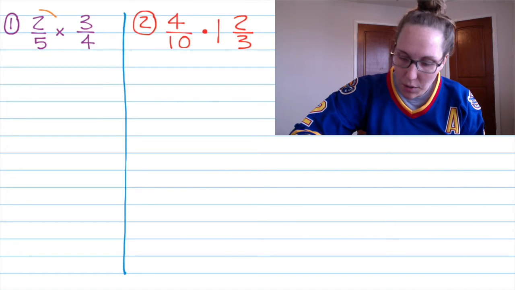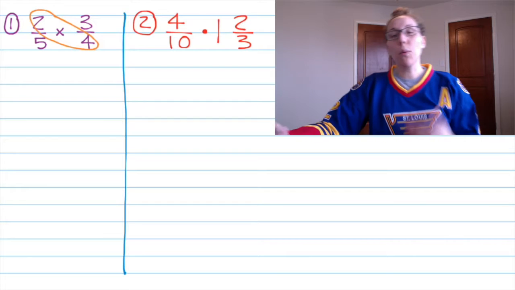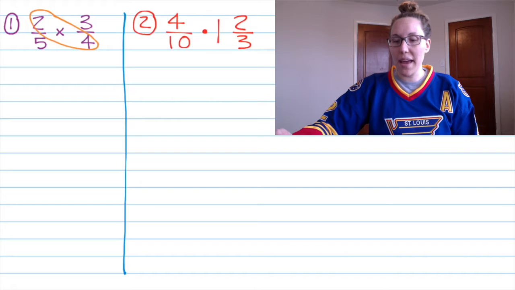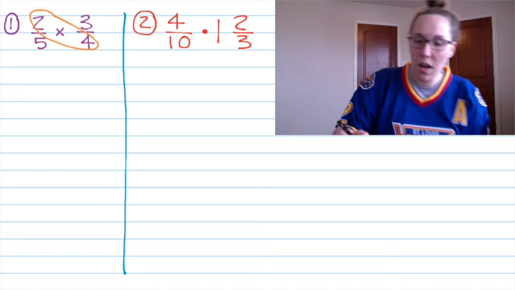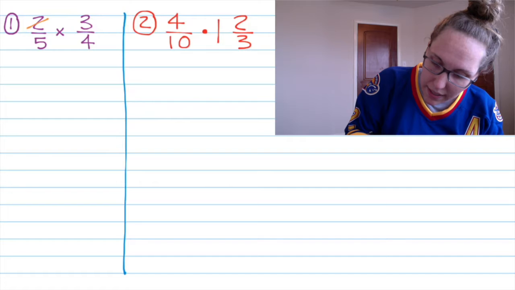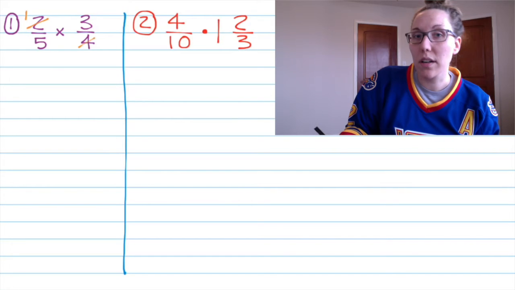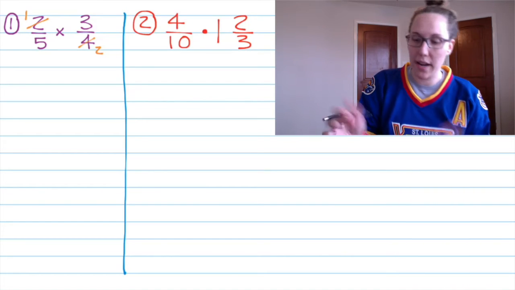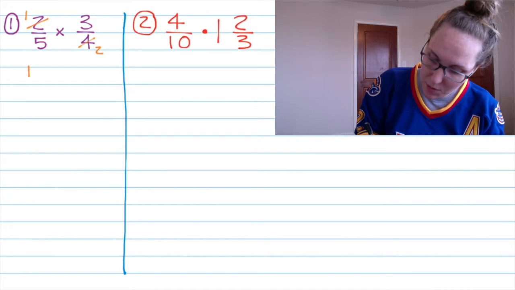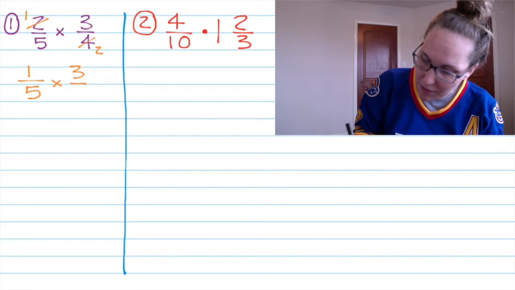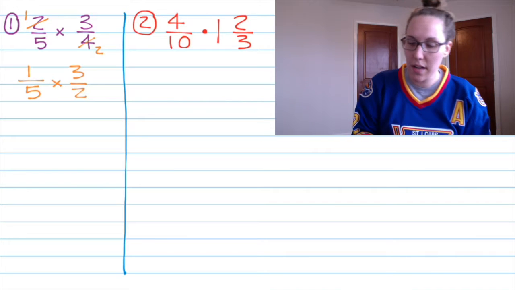So let's check out 2 and 4 here. What we're going to ask ourselves is, okay, can we simplify 2 and 4? And we can. We look at 2 and 4 and we see that both of those are divisible by 2. So we can divide 2 by 2 and get 1, and we can divide 4 by that same number 2 and get 2. And as soon as we do that, we need to rewrite our problem. So we need to rewrite this as 1/5 times 3 over 2. We have to do that to make sure we don't get confused at all here.